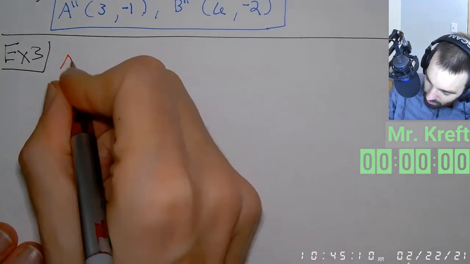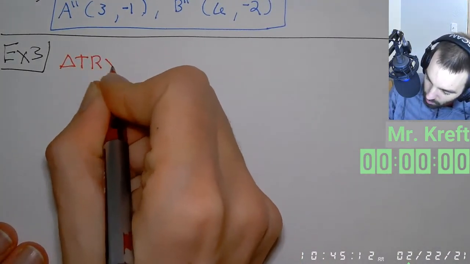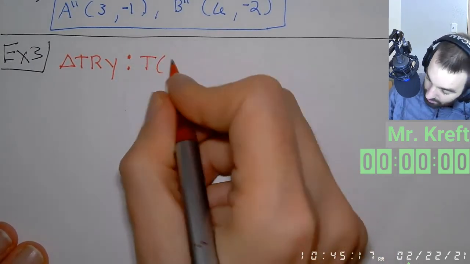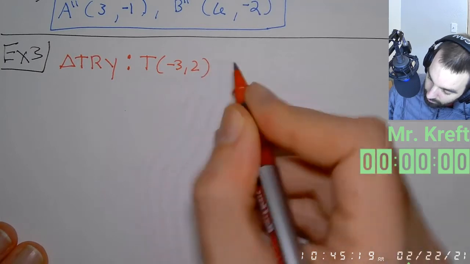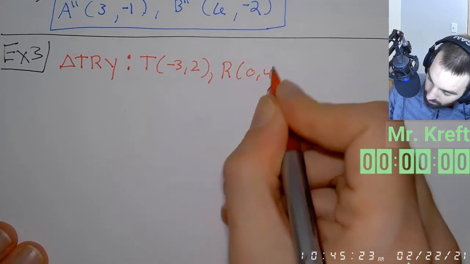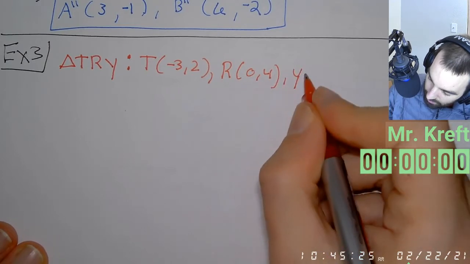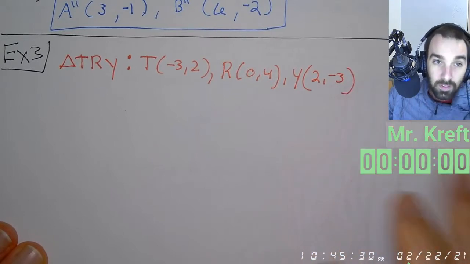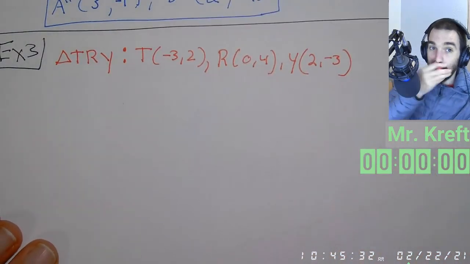So I'm going to call this triangle TRY. So T is going to be at -3, 2. And R is going to be at 0, 4. And Y is going to be at 2, -3. So that is triangle TRY.